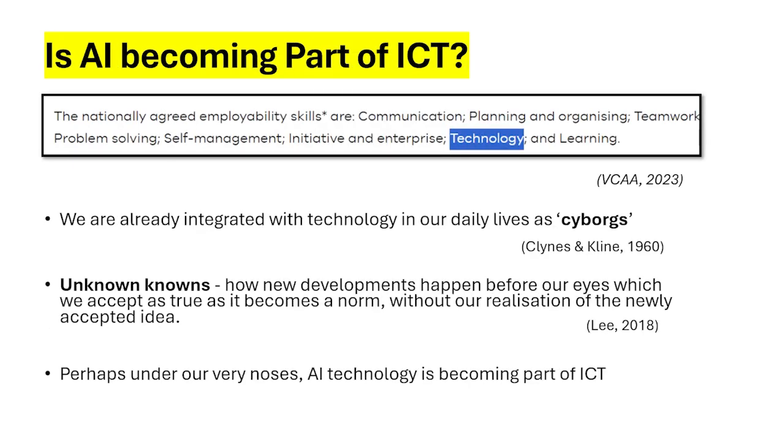As we went further into outer space, the first mention of cyborgs was found in the 1960s, where we started to realise there were unknown knowns, that technology had already been integrated into our lives under our very noses. Perhaps this might hint that AI is also becoming a part of ICT, and to better meet the nationally agreed employability skills of technology, it's possible that AI may become more relevant.